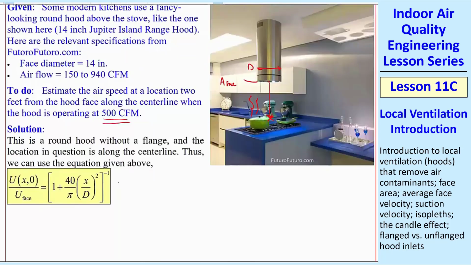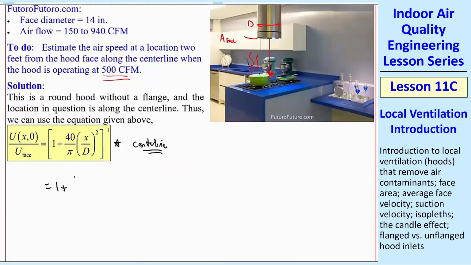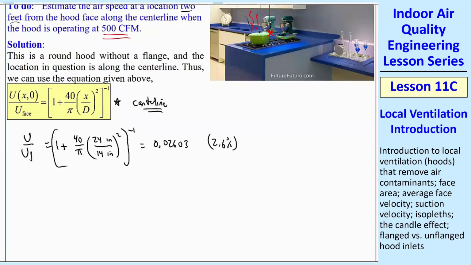In our case, it's a round hood without a flange, so we use this equation on the center line. This will give us 1 plus 40 over pi times 24 inches over 14 inches squared, and negative 1. This turns out to be 0.02603, or about 2.6%. So you notice how rapidly the speed decays as you move away from the hood inlet. This is U over U face.